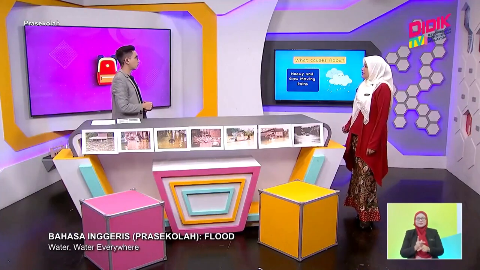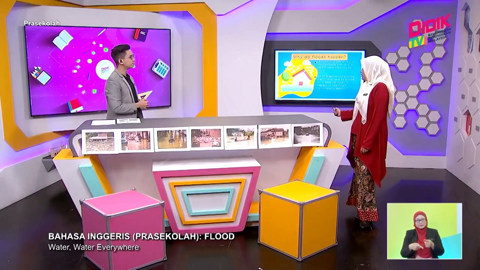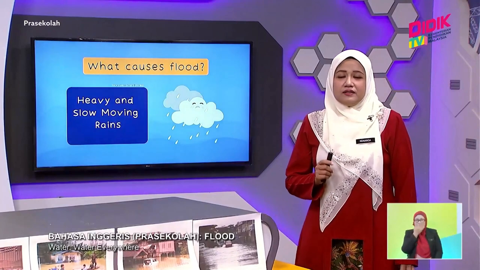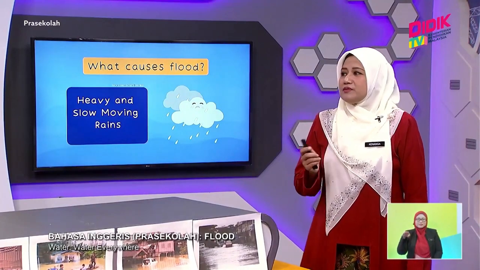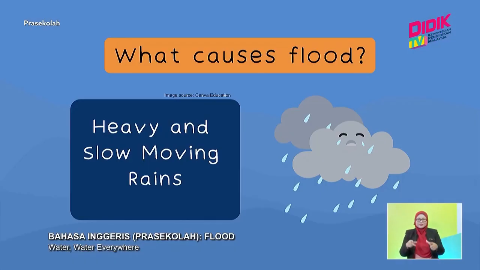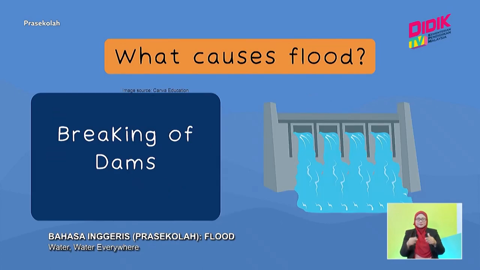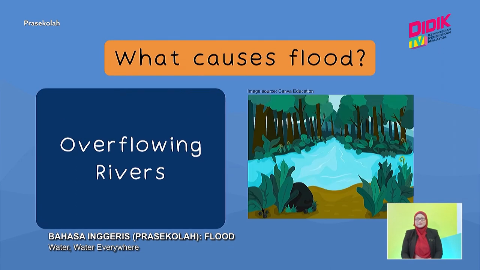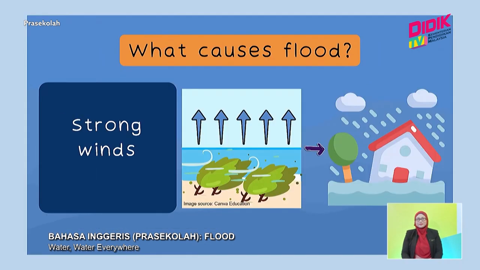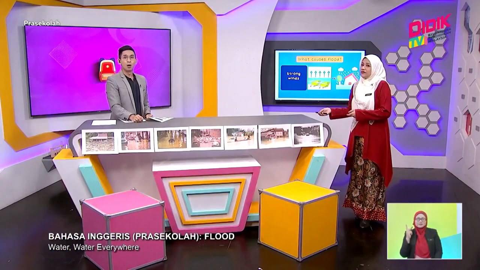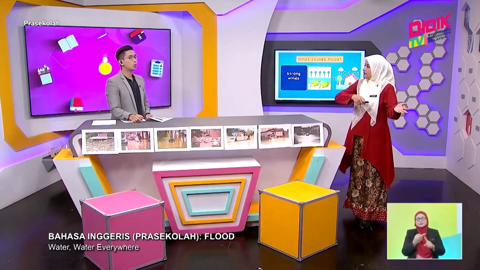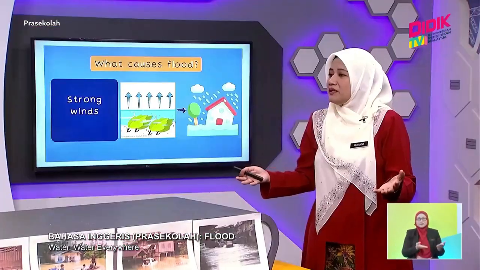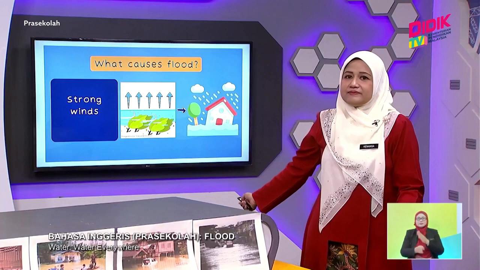But Miss Kenanga, what causes a flood? Okay, let's see. Floods happen sometimes because of heavy and slow moving rains. Other causes are breaking of dams, overflowing rivers, and strong winds that can pick up all the water from the oceans and rain it all on the land. So it will make the water level rise.